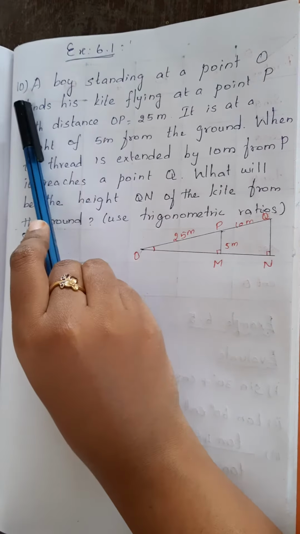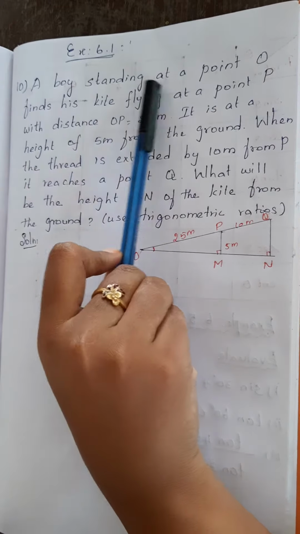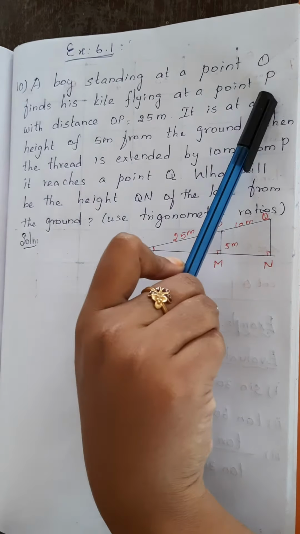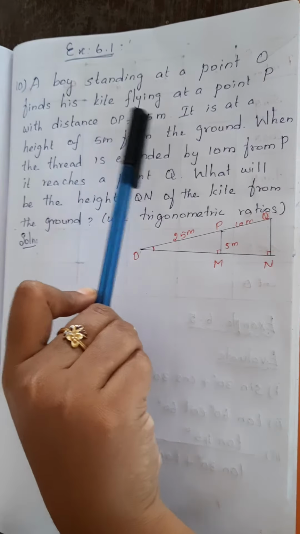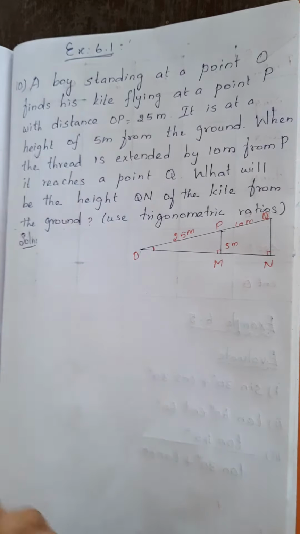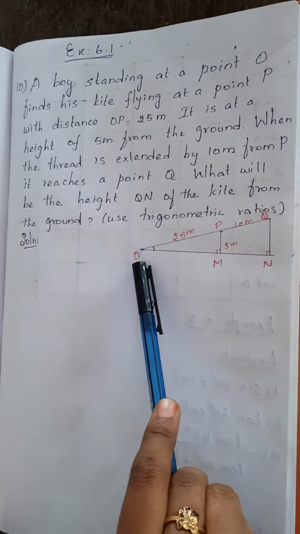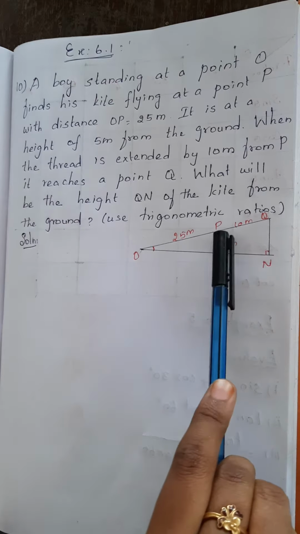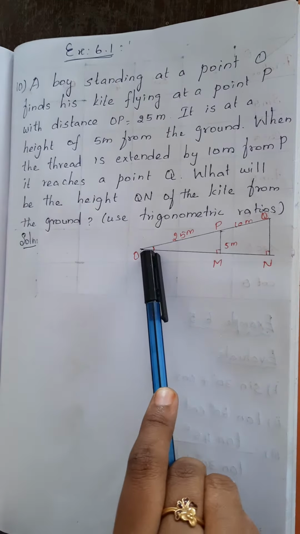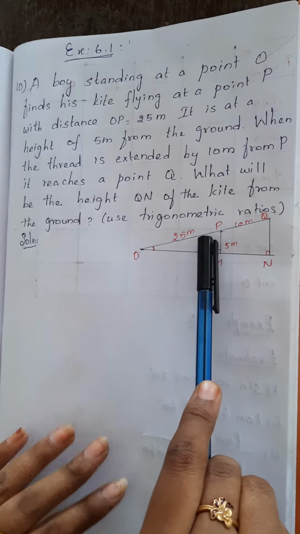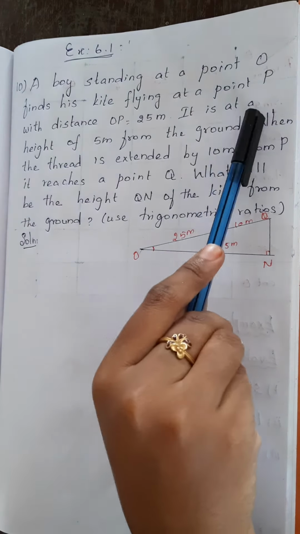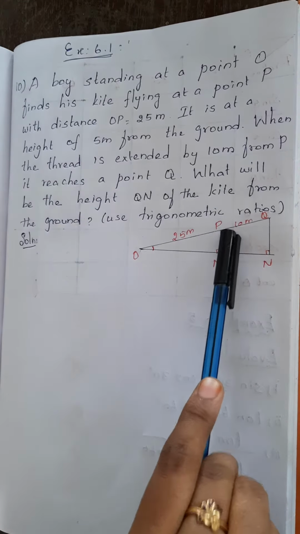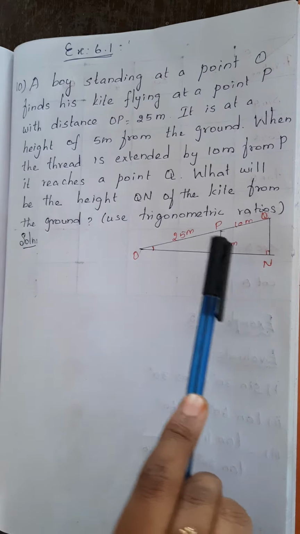Exercise 6.1, 10th problem. A boy standing at a point O finds his kite flying at a point P with distance OP 25 meter. A figure is given. Look at the boy standing at the point O. The kite is flying at the point P. Now the distance is given as 25 meter. It is at a height of 5 meter from the ground.